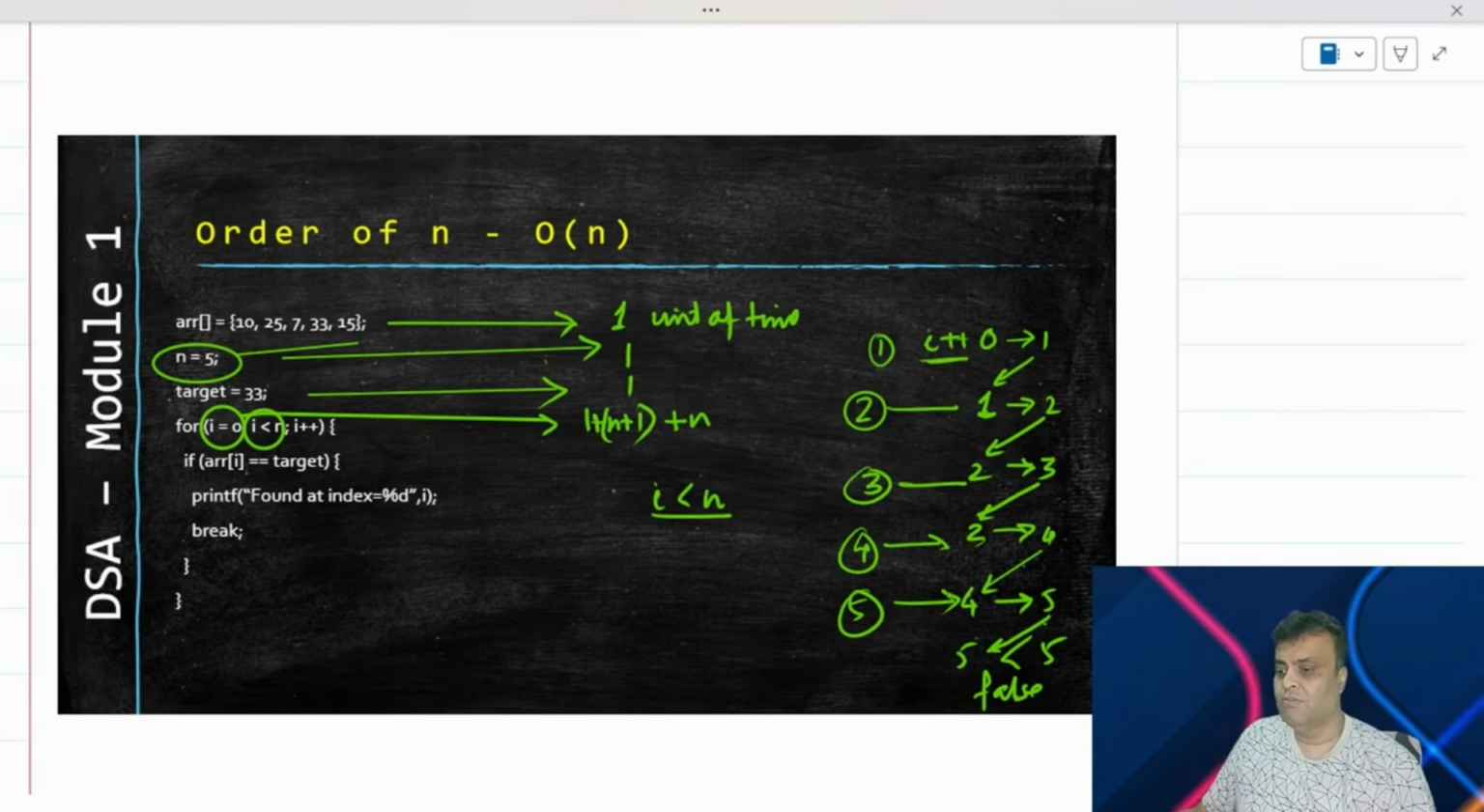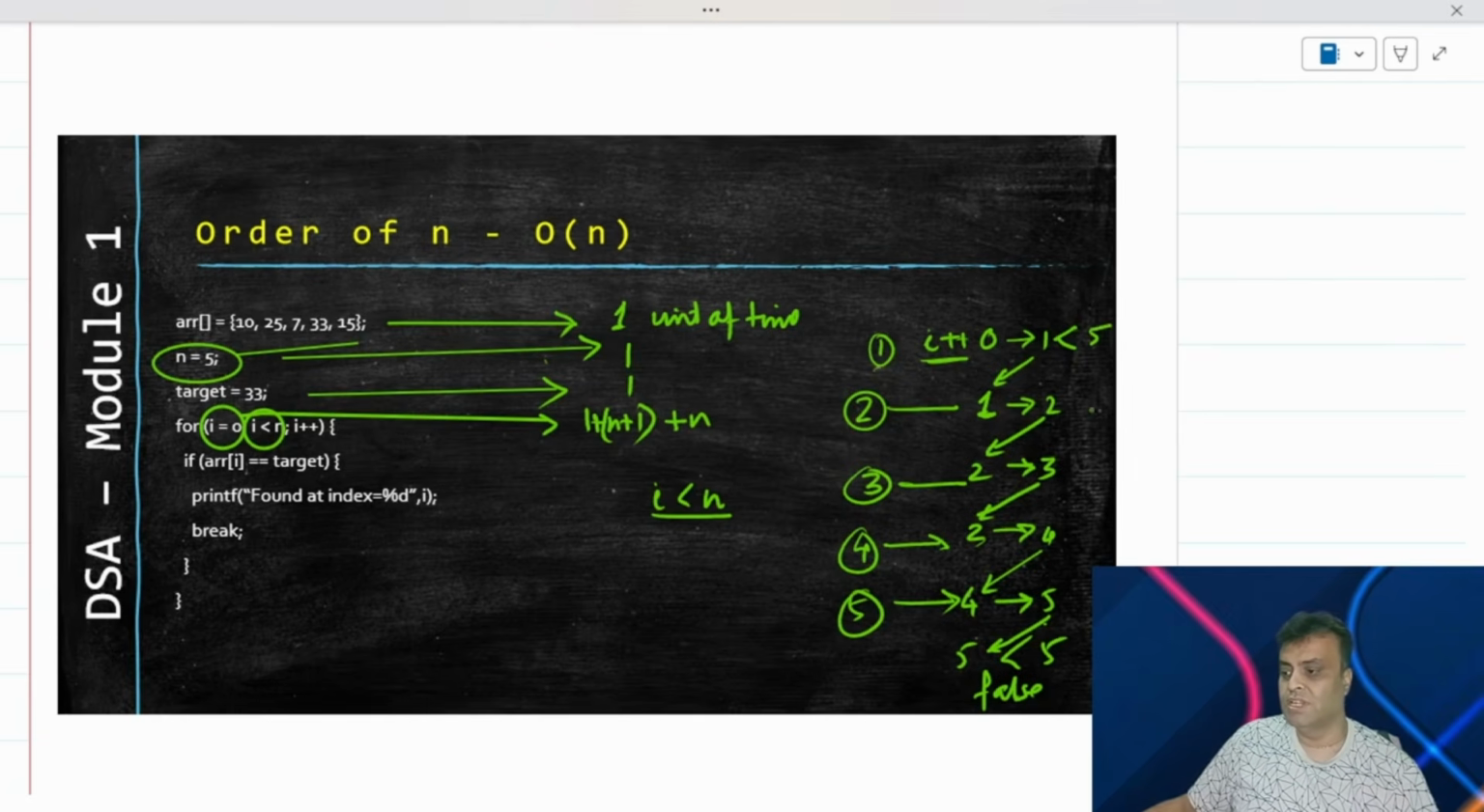Now, what have we asked it to do? We have asked the i++ to increment itself every time the loop ends and is about to check the next condition. So the first time it increments itself to 1, then 1 is checked with 5. Right? This is how it gets checked.